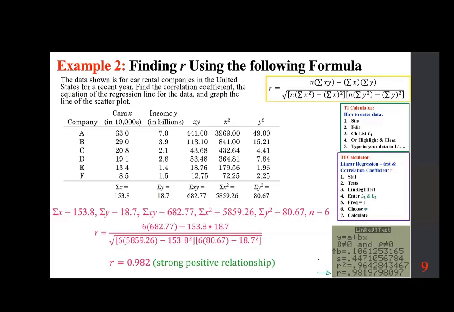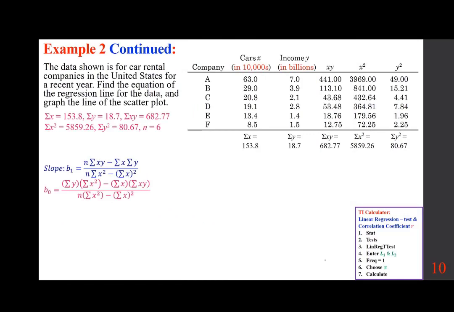So we got the R, the first part of the question. So find the correlation coefficient. Now, the equation of the regression. So let's move on. We already have those table calculations, all of the above is given. All you have to do is put it into those formulas.